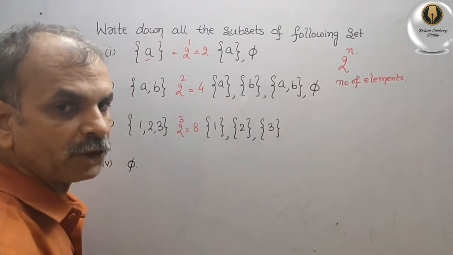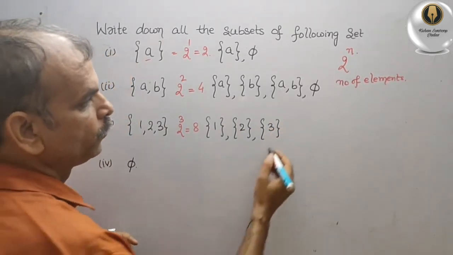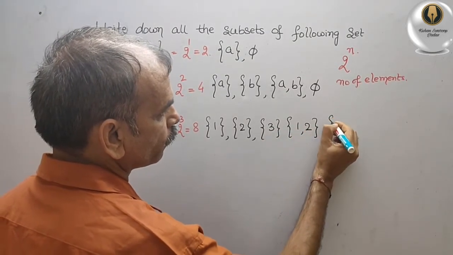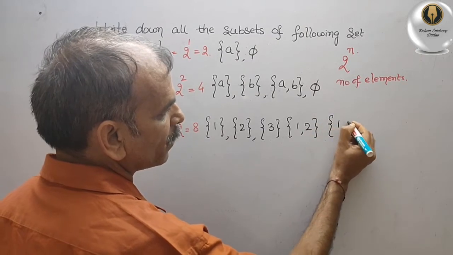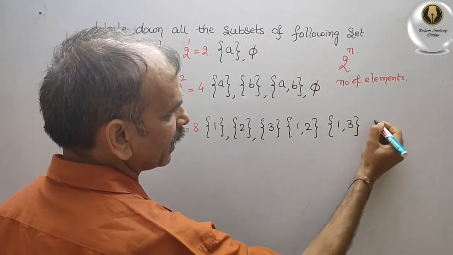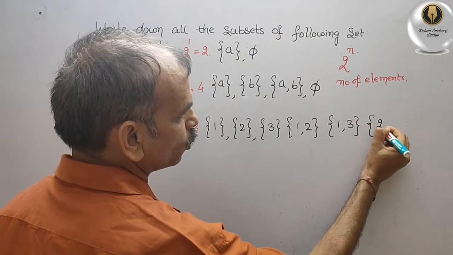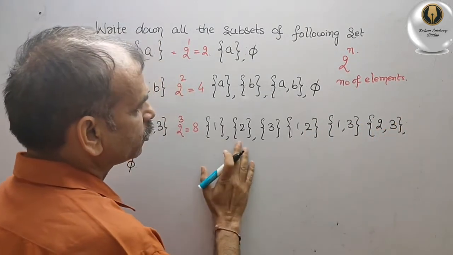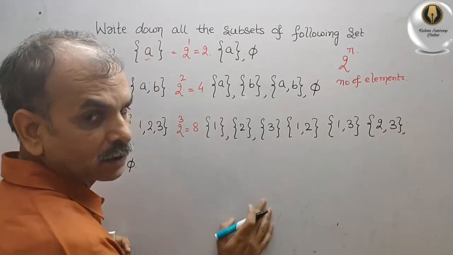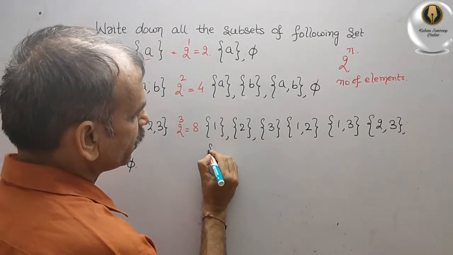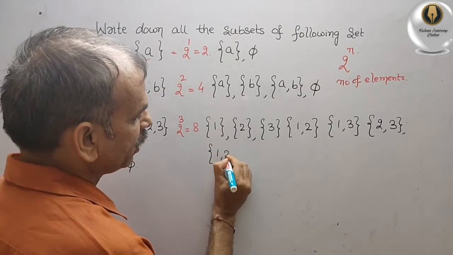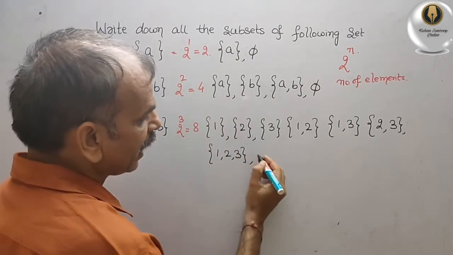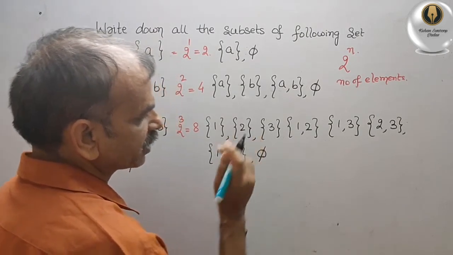Now make the combinations of 2. 1 comma 2, next 1 comma 3, next 2 comma 3. That is 1, 2, 3, 4, 5, 6. Next comes your combination of all 3, 1, 2 and 3, that is 7, and last is your empty set.